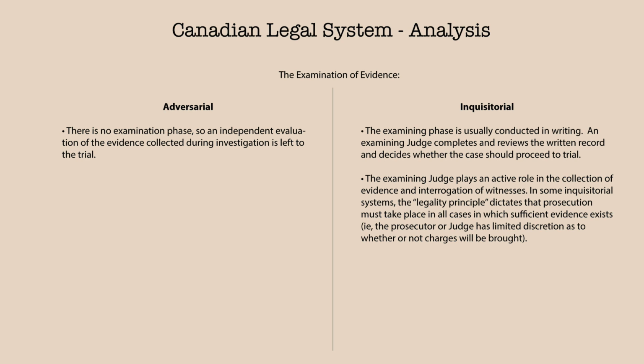So I would say that the Canadian system uses a blend here in the examination of evidence phase of the adversarial and the inquisitorial. And also here's a note. Canada has different levels of courts. Therefore, depending on the type of court or the type of crime, the severity of the crime, the case can go to a different court.